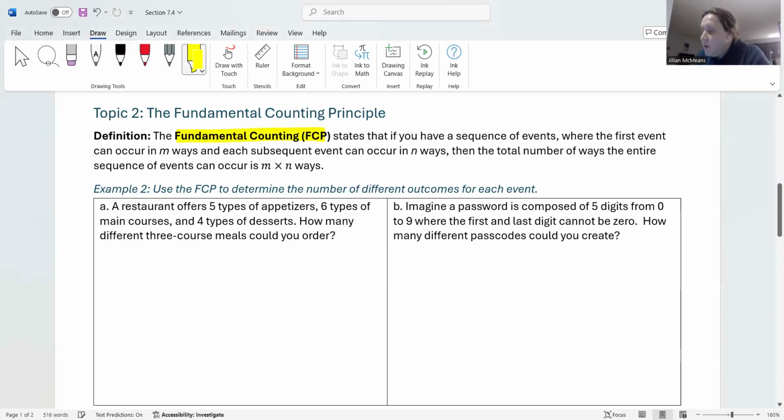It says if you have a sequence of events where the first event can occur in m ways and each subsequent event can occur in n ways, then the total number of ways the entire sequence of events can occur is m times n ways. What in the world are they talking about? Well, let's go and investigate. Let's figure out what this definition is saying to us.